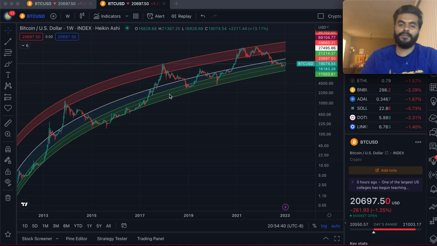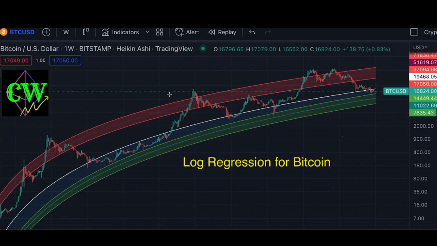And I want to show you how the bands differed from this video and the last video. So in the last video, you can see that these red bands did not coincide with the peaks of the last market cycles, the bull market, and even the crashes did not quite make it to the undervaluation green logarithmic regression bands.